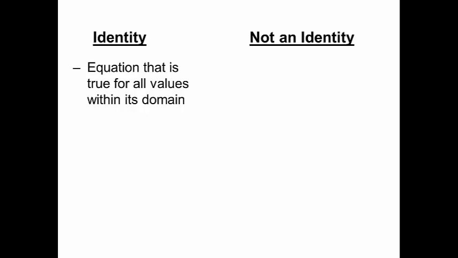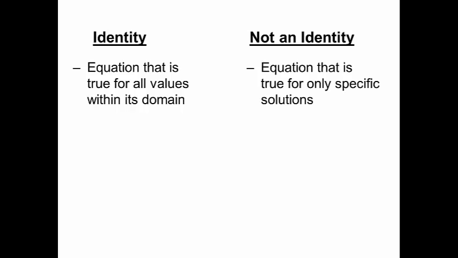Okay, enjoy. An identity is an equation that is true for all values within its domain, as opposed to an equation that's not classified as an identity, which is any equation that is true for only specific solutions. In other words, all equations have solutions. The question is, how many solutions do they have? An identity has infinite solutions. If it's not an identity, it only has 1 or 2 or 3 or a certain specific number of solutions.